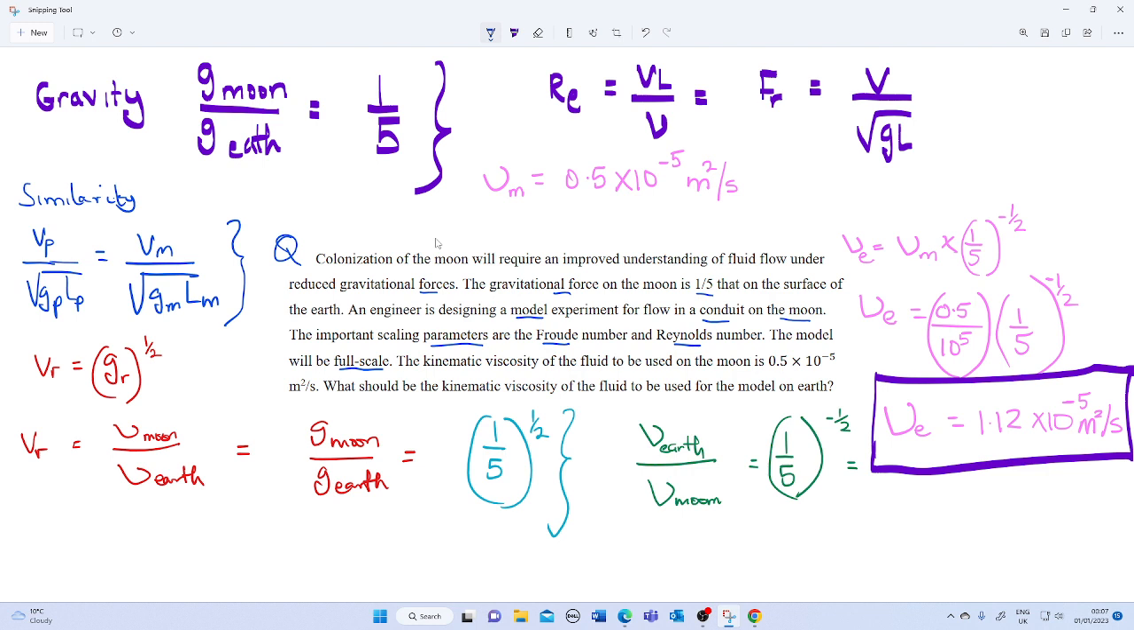The kinematic viscosity of the fluid to be used on the moon is 0.5 times 10 to the power -5 meters squared per second. Now, calculate the kinematic viscosity of the fluid to be used for the model on Earth.